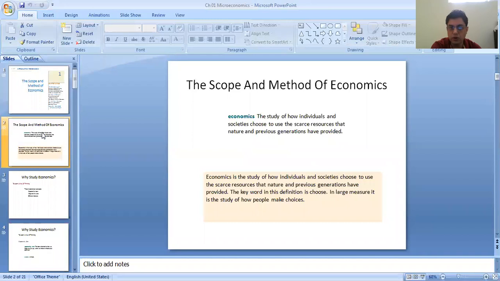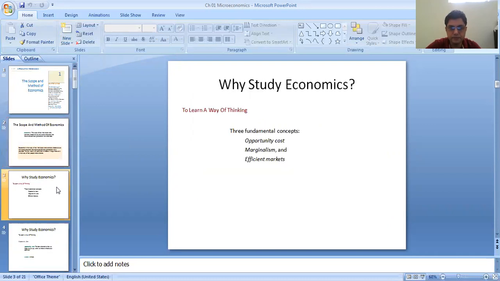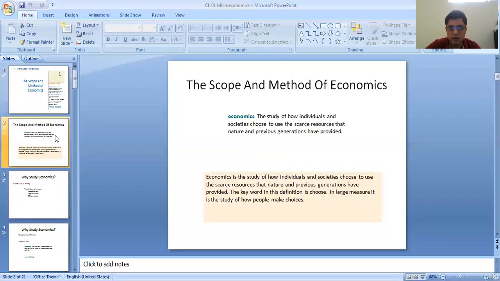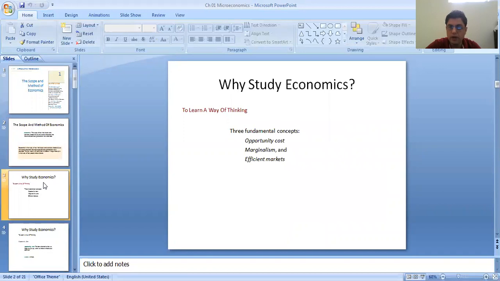So we have to know how to use scarce resources like petroleum, oils, minerals, etc. Why study economics?